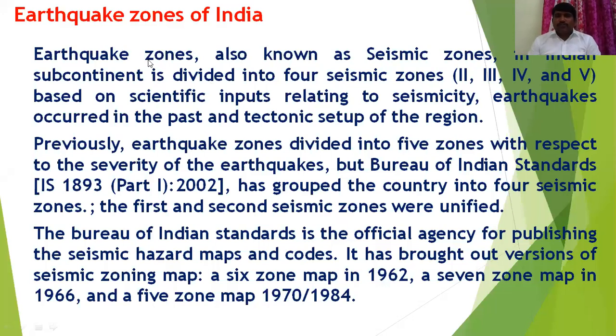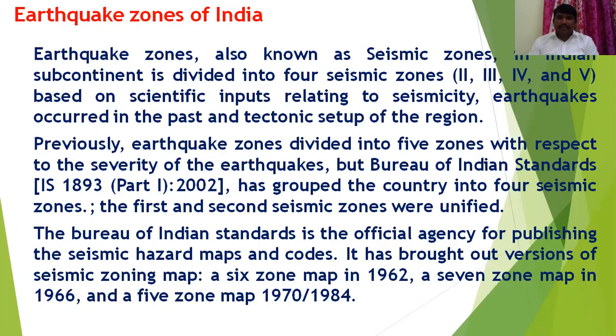Coming to the next section, the earthquake zones of India. Earthquake zones, which are also known as the seismic zones in India, the subcontinent is divided into 4 seismic zones, 2, 3, 4 and 5, based on scientific inputs related to the seismicity, earthquakes occurred in the past in tectonic setup of the region. Previously, earthquake zones were divided into 5 zones with respect to the severity of the earthquakes, but the Bureau of Indian Standards has grouped the country into 4 seismic zones. The first and the second seismic zones were unified.